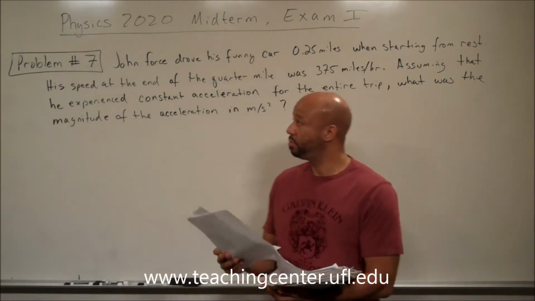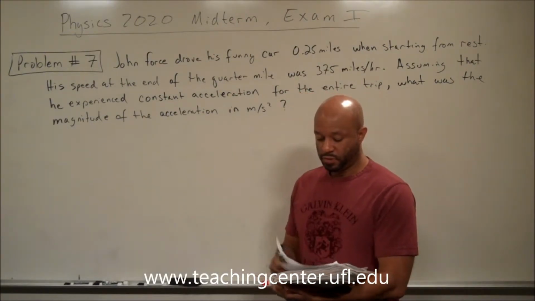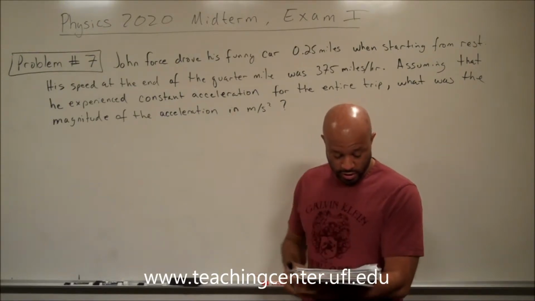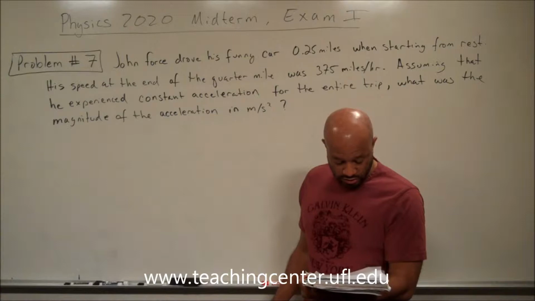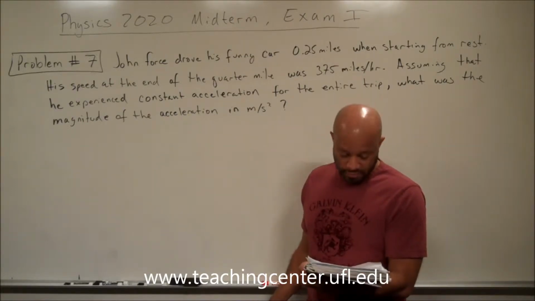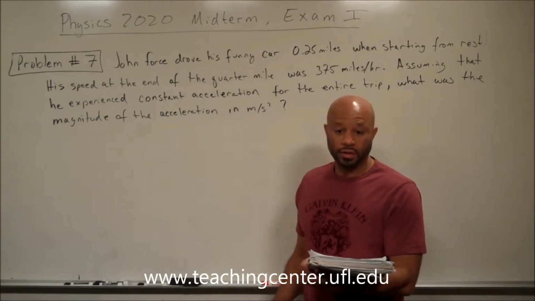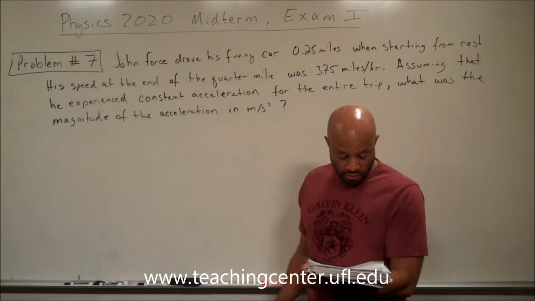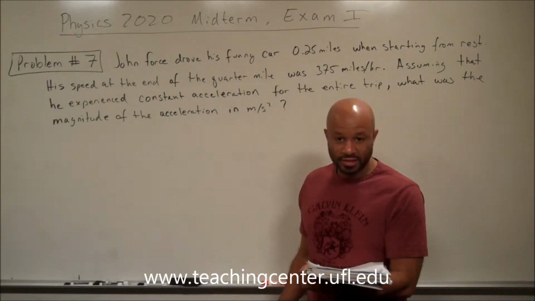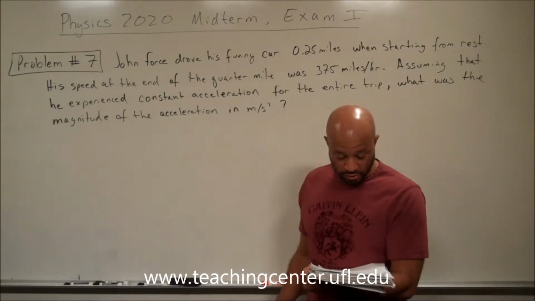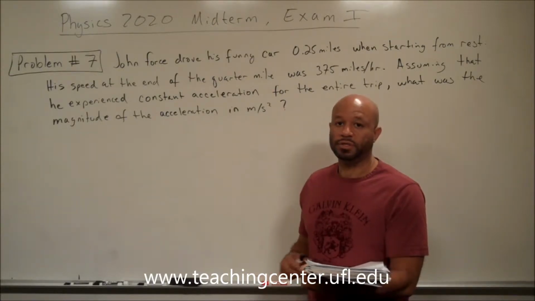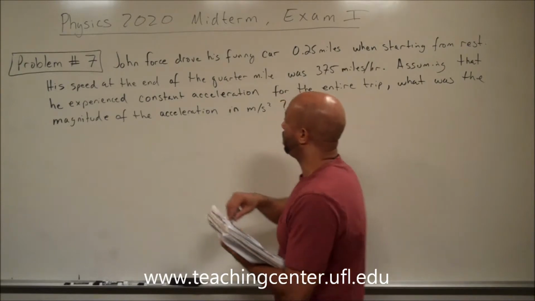Okay, so I'm going to work through problem number 7 for the midterm exam 1, physics 2020. This particular problem says John Force drove his funny car 0.25 miles when starting from rest. His speed at the end of the quarter mile was 375 miles per hour. Assuming that he experienced constant acceleration for the entire trip, what was the magnitude of the acceleration in meters per second squared?